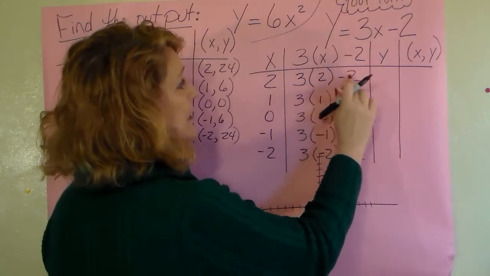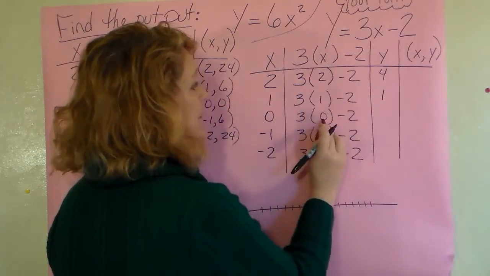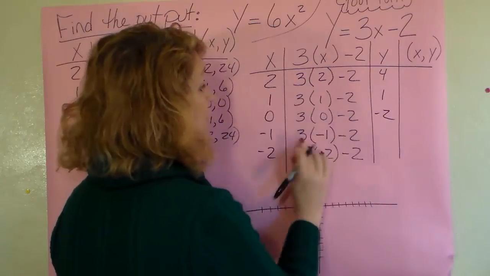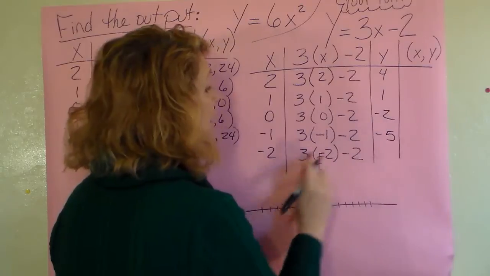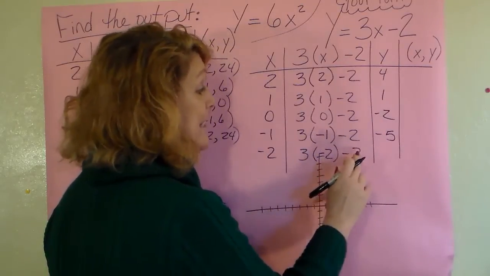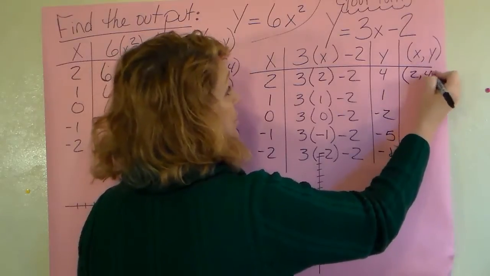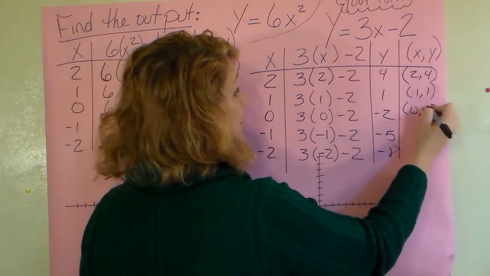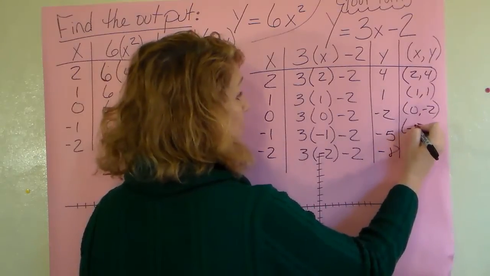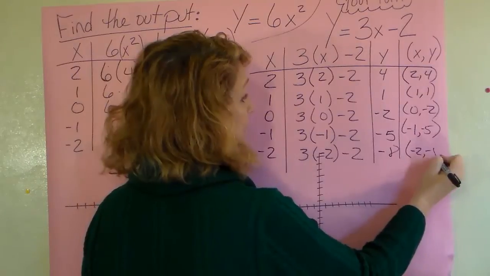So, starting here, I filled in my x's, I filled in my rules. So 3 times 2 is 6, minus 2 is 4. 3 times 1 is 3, minus 2 is 1. 3 times 0 is 0, minus 2 is -2. 3 times -1 is -3, minus 2 is -5. 3 times -2 is -6, minus 2 is -8. So my ordered pairs are 2, 4; 1, 1; 0, -2; -1, -5; and -2, -8.